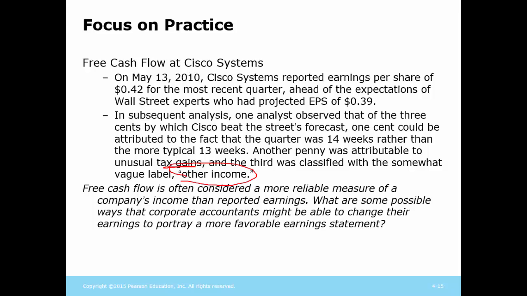So when the text talks earlier about free cash flow being looked at by investors, it's really a more reliable measure of income. Obviously, that's because there are fewer things we can hide, and it looks at the entire spectrum of all the cash that's spent on the company and what is out there and now available for shareholders.